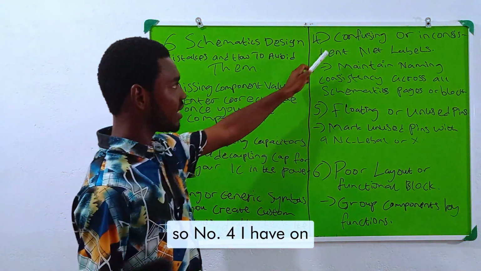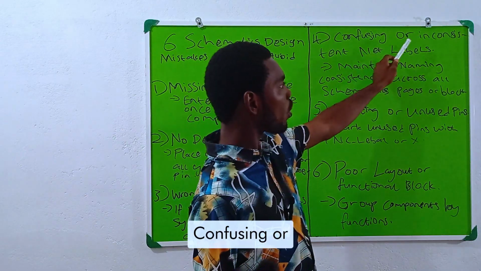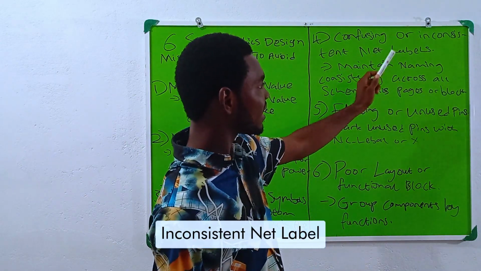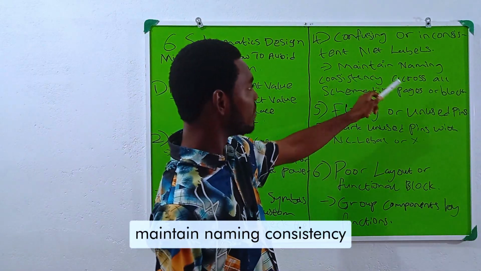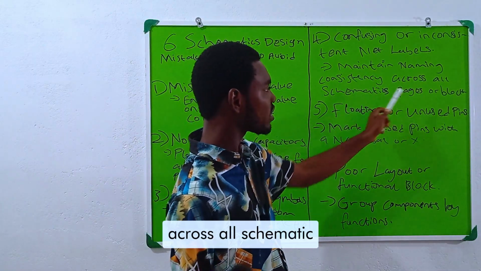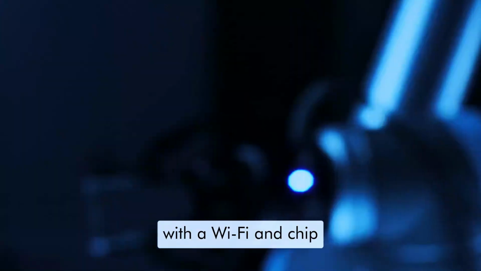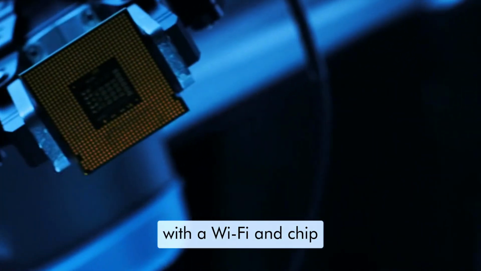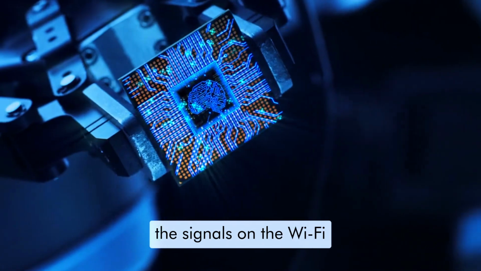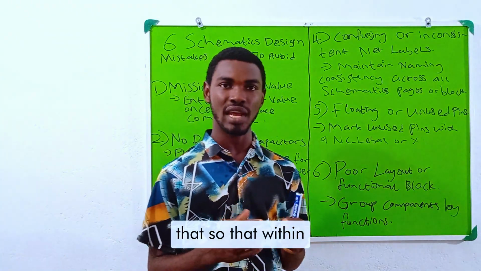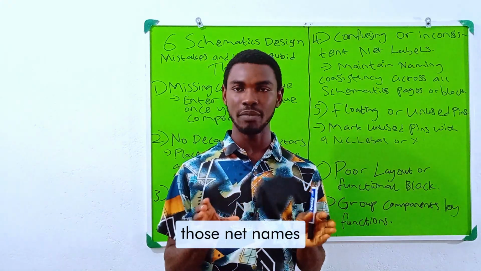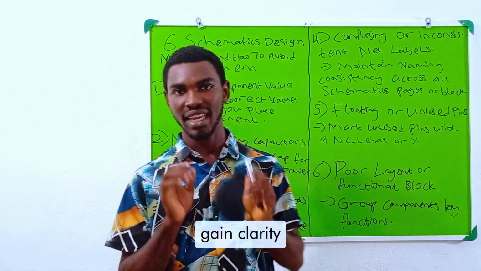So number 4 I had on my list, confusing or inconsistent net labels. So how to avoid that? Maintain naming consistency across all schematic pages or blocks. If you're working with a Wi-Fi chip and you're naming the signals on the Wi-Fi, always maintain that so that within those net names you can actually gain clarity.